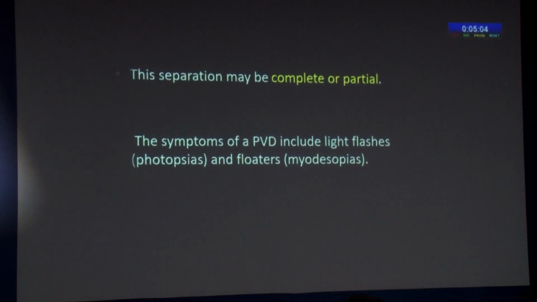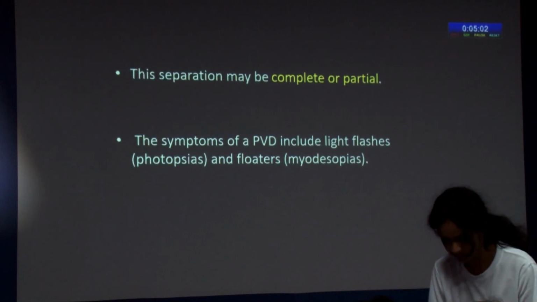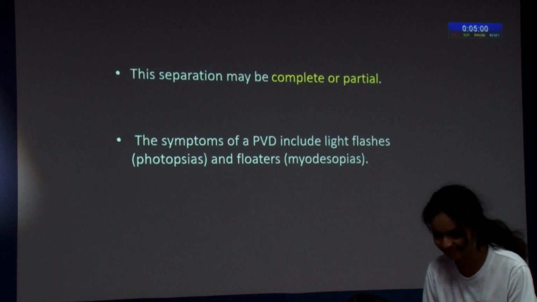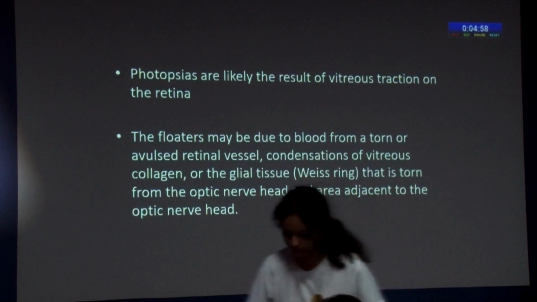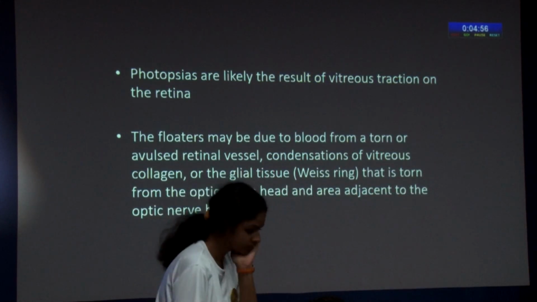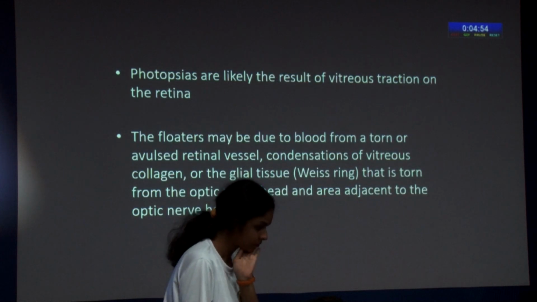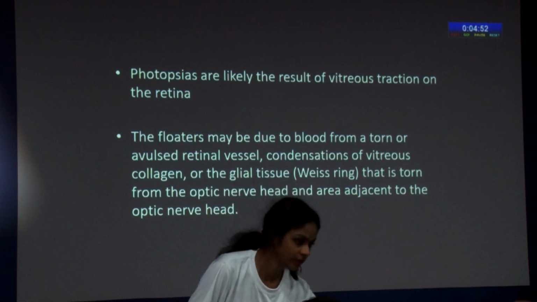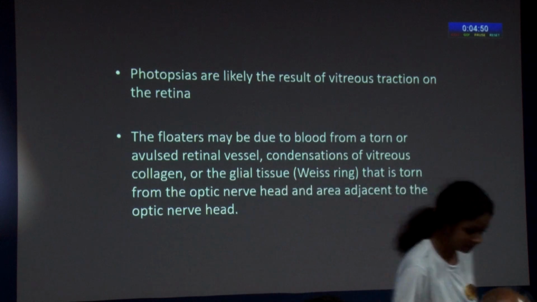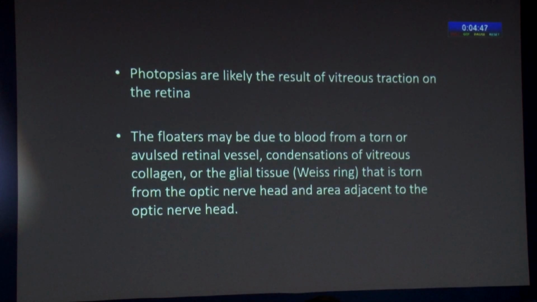They can be complete or partial, the symptoms of which are flashes or floaters. When you see flashes, they are basically the result of vitreous traction on the retina. The floaters may be due to blood from a torn or avulsed retinal vessel. It could also be due to condensation of vitreous collagen or glial tissue, as we see in Weiss ring.